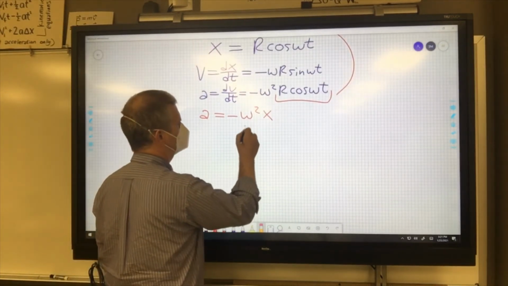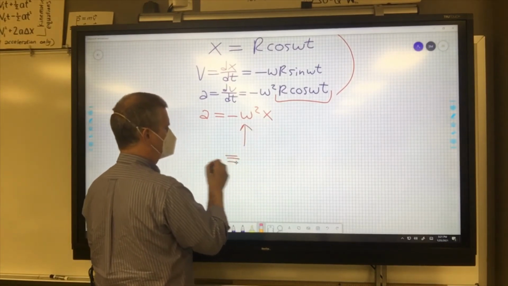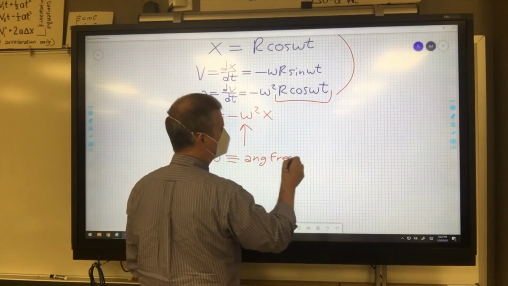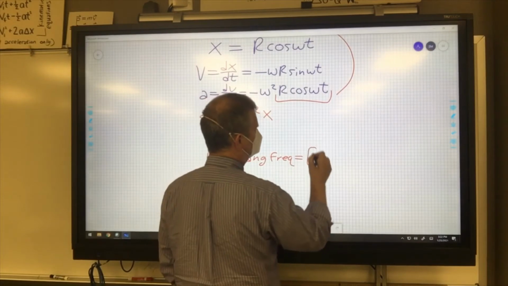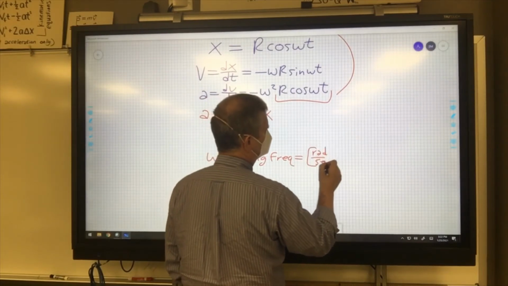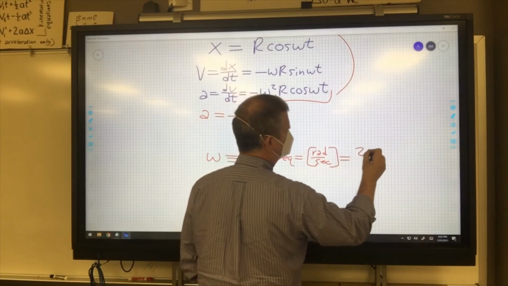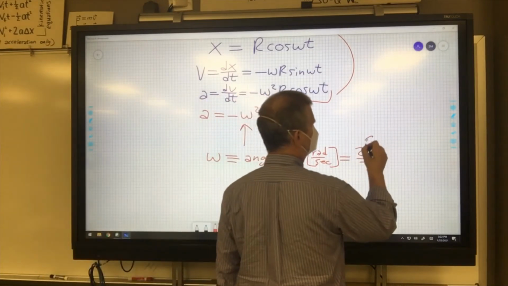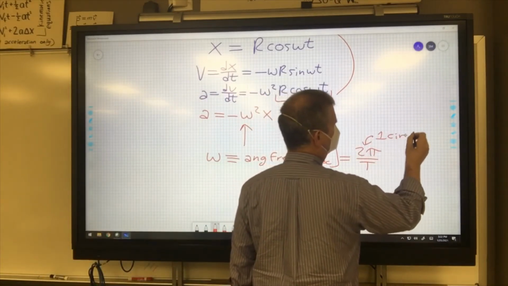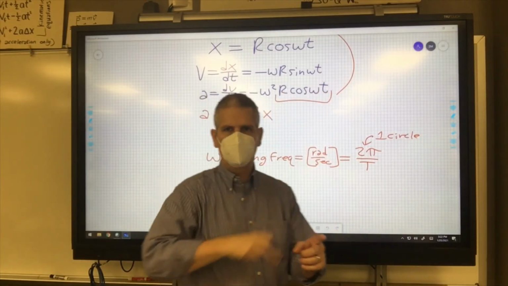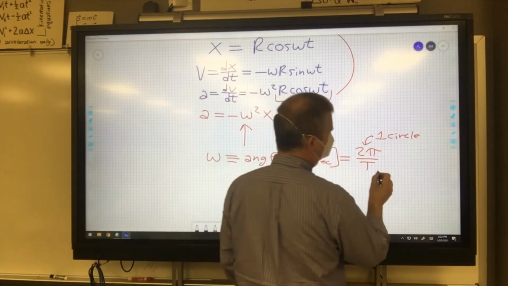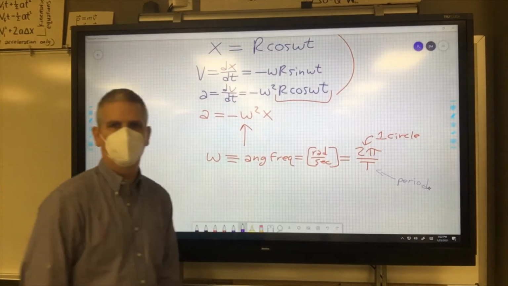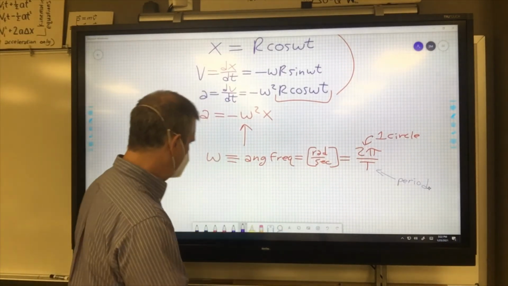We need to get very specific now. Omega is defined as the angular frequency, has the units of radians per second, and is calculated in this way, where 2 pi is one circle. Hopefully you remember that a whole circle is 2 pi, divided by the period.